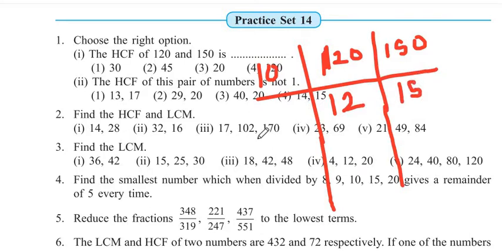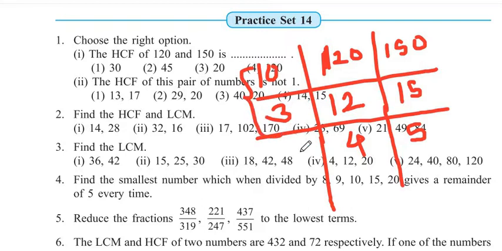Then 12 and 15 come in which table? Table of 3. Now see here 3 fours are 12, 3 fives are 15. Again 4 and 5 come in which table? Is it possible? Do 4 and 5 come in any table? No. And therefore this ends and 10 multiplied by 3 is your HCF, that means highest common factor. 10 threes are 30, and therefore your answer is 30. The HCF of 120 and 150 is 30. That is option number 1 is your correct answer.